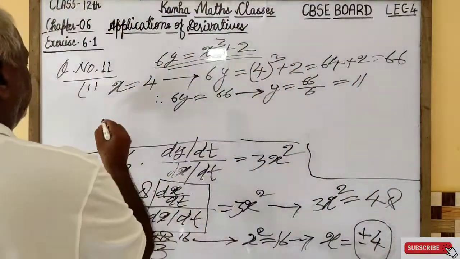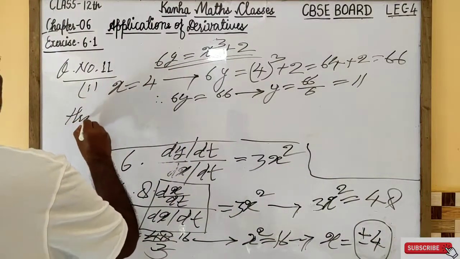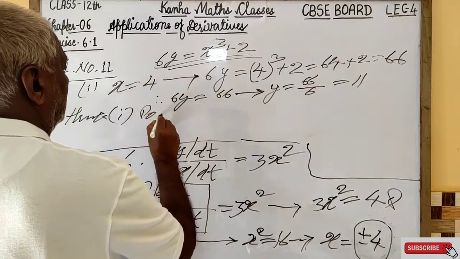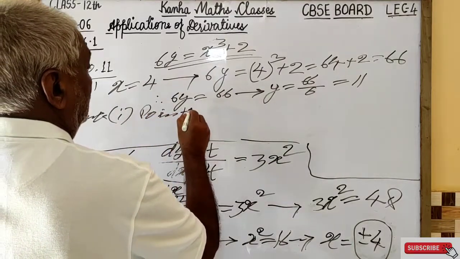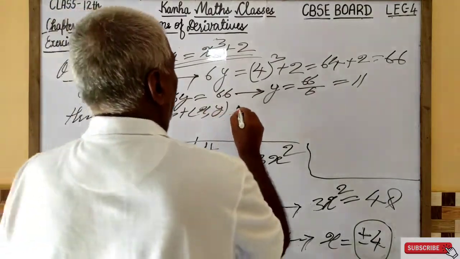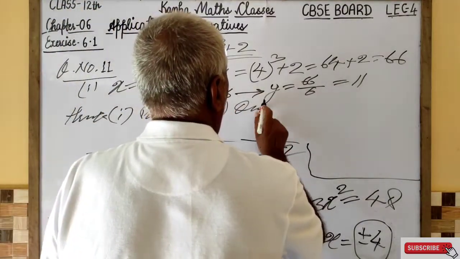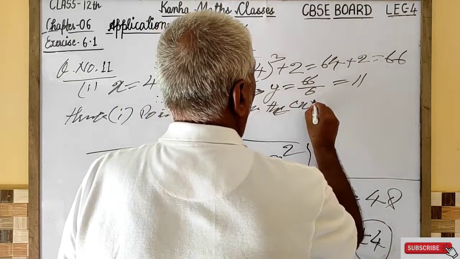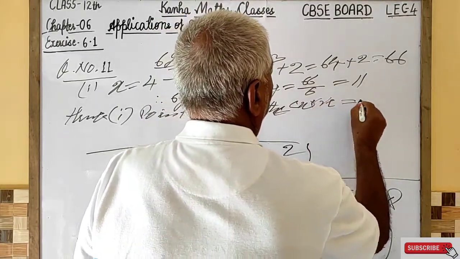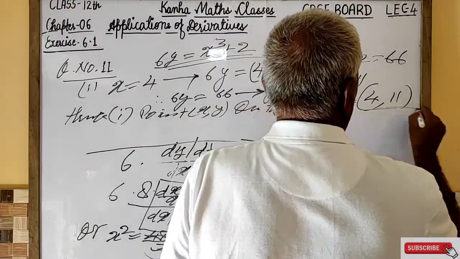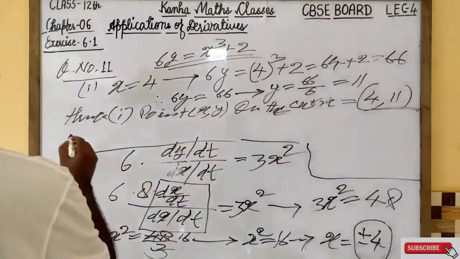Hence the first point x, y on the curve will be equal to 4, 11. This is the first answer.